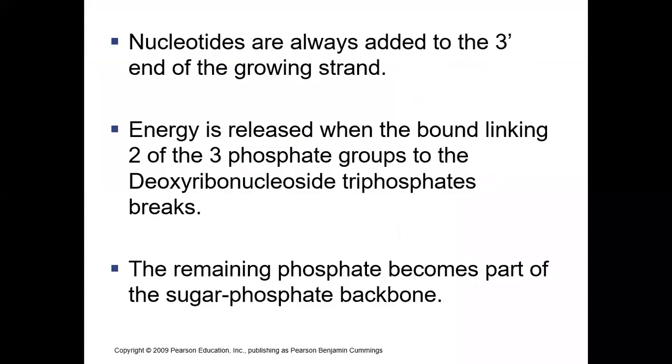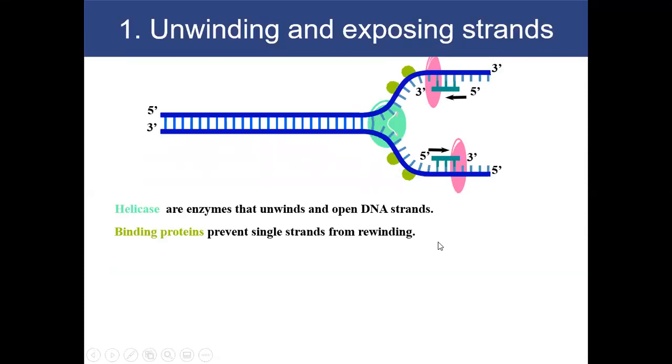Now, the second thing is that energy is released when the bond that links the phosphate to the deoxyribonucleoside triphosphate breaks. I would have mentioned this earlier when I did that little illustration. Only two of the bonds are used for energy. The remaining one becomes a part of the sugar phosphate backbone. And those are the three things that are important to remember when you're looking at this process. I would have explained this before.